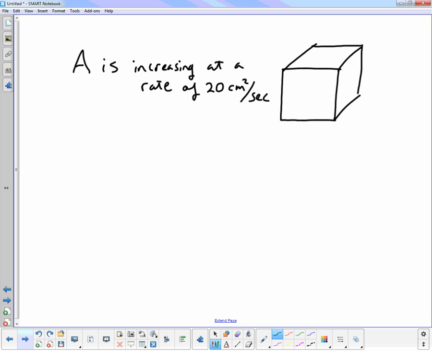How do I write that as a differential? Right, dA/dt. So what is changing as a function of what? Well, area is increasing as a function of time. I can get that by looking at the units. It's an area per second, right? You can also get it from the context. Okay.